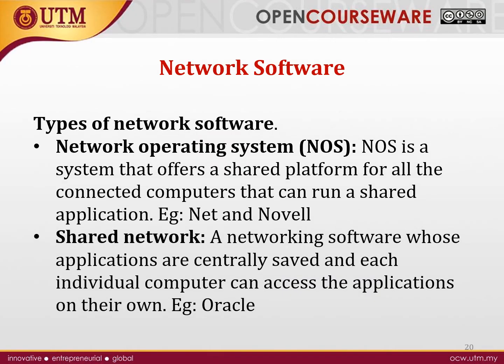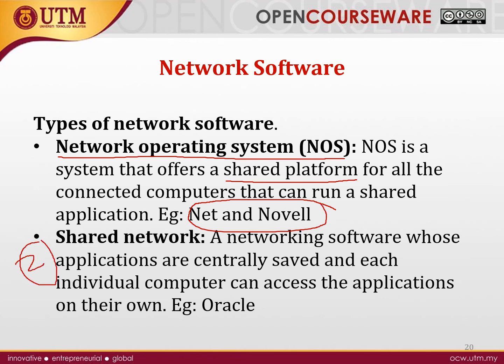These types of network software are the Network Operating System, NOS, which is a system that offers a shared platform for all the connected computers that can run a shared application. For example, Net and Novell. And then number two is the shared network, which is network software whose applications are centrally saved and each individual computer can access the applications on their own. For example, we have Oracle.